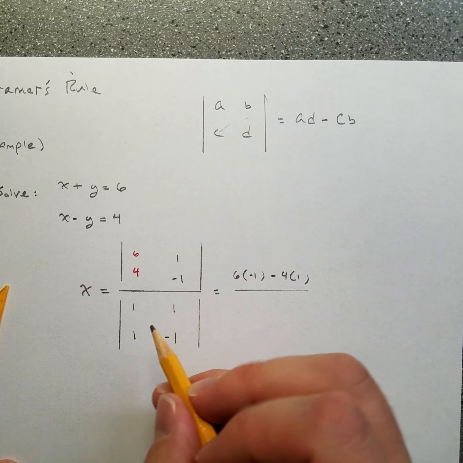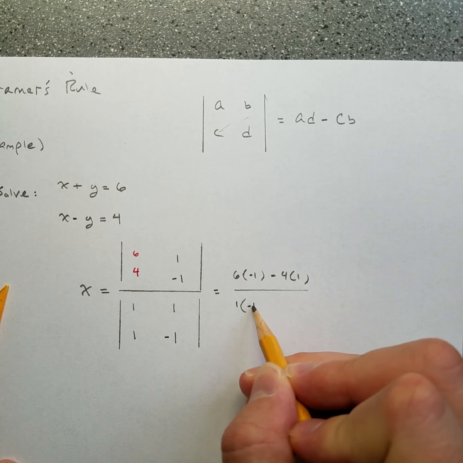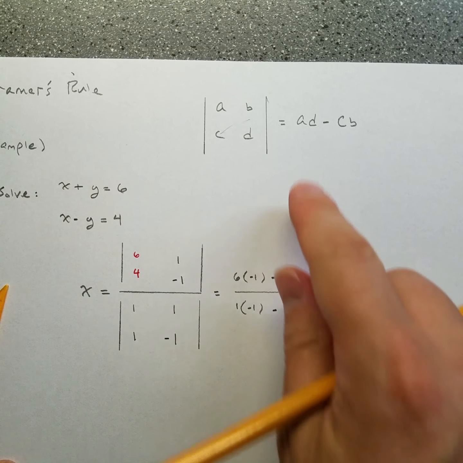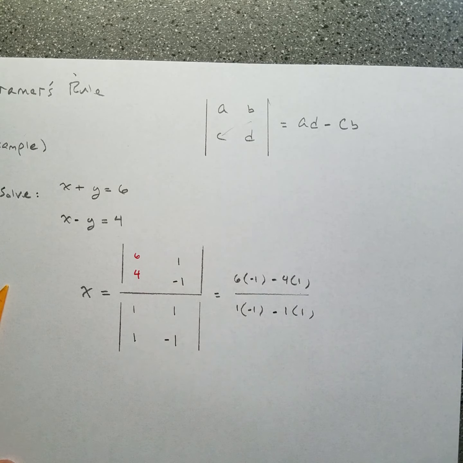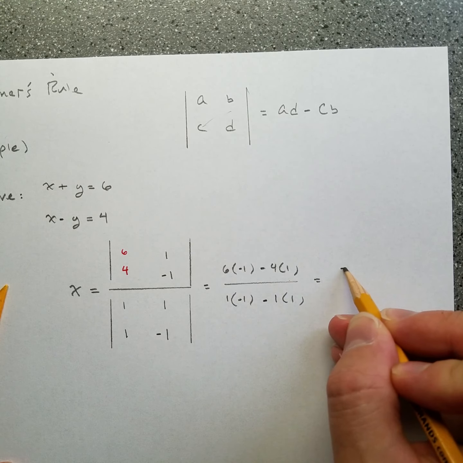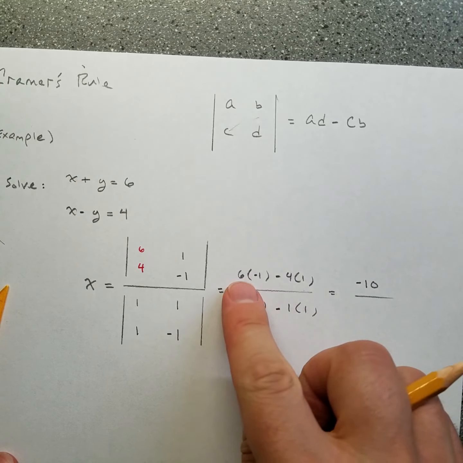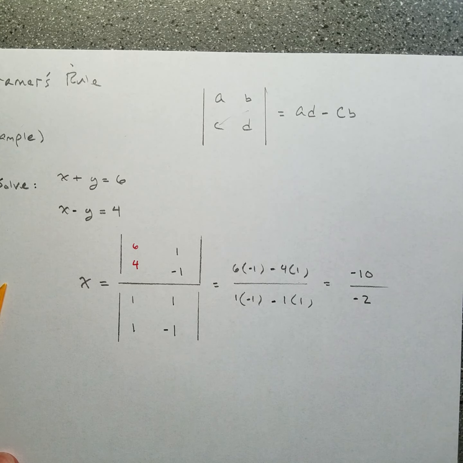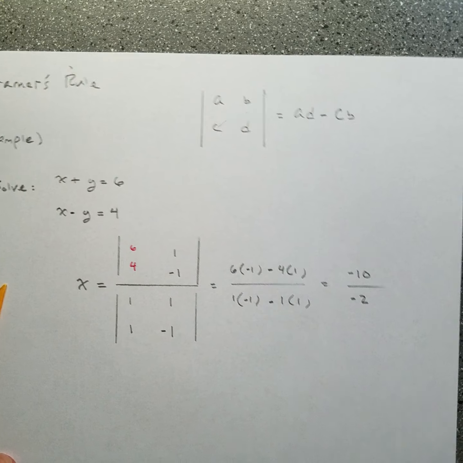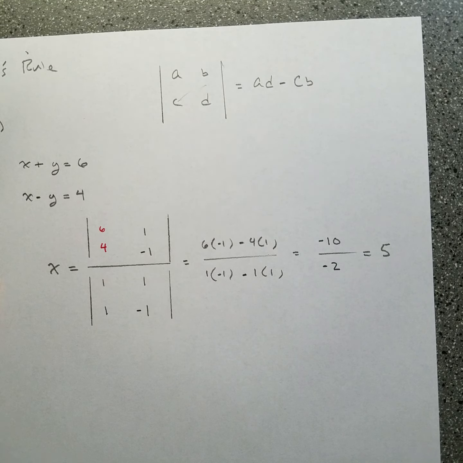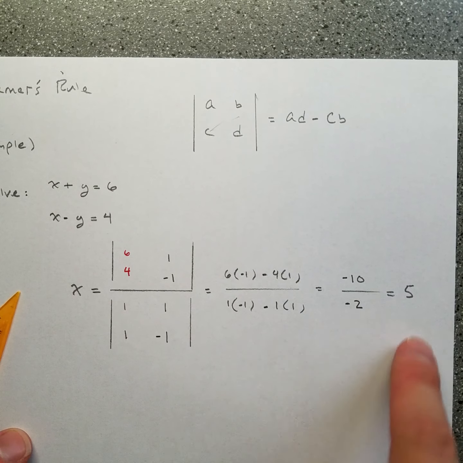And about this one. 1 times negative 1 minus 1 times 1. I just copied that down for what you see here. Okay, so what's that going to be? Negative 10, if you take negative 6 minus 4, and this is going to be negative 2, negative 1 minus 1, negative 2. So that's going to be 5. Okay. All right, so that just says that the x should be 5.